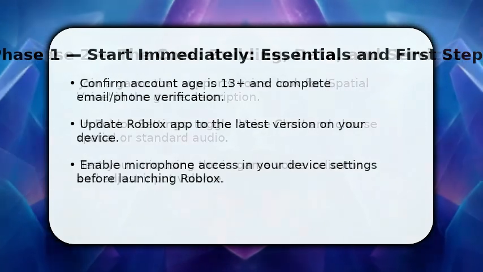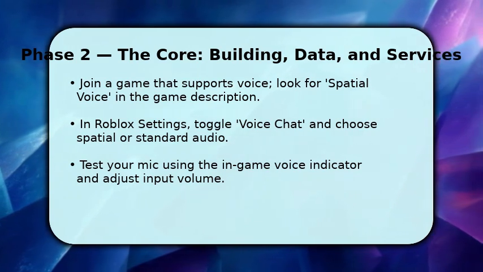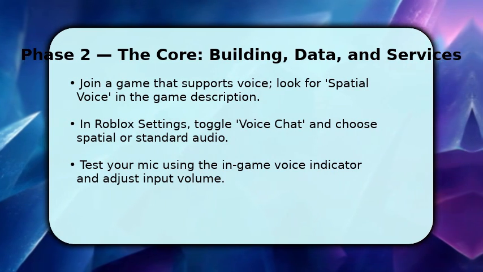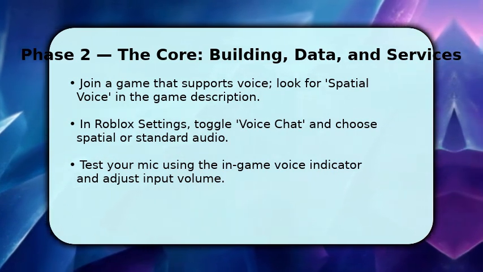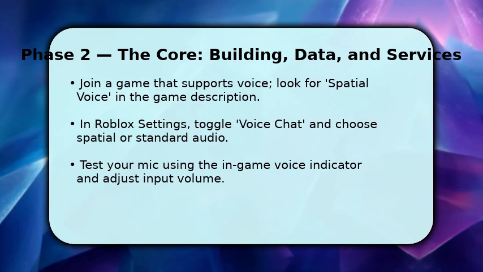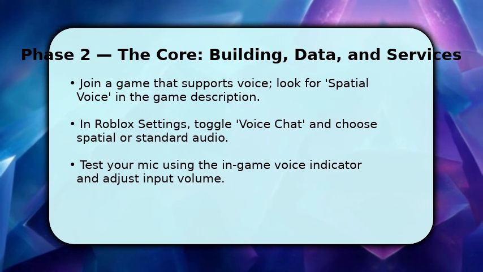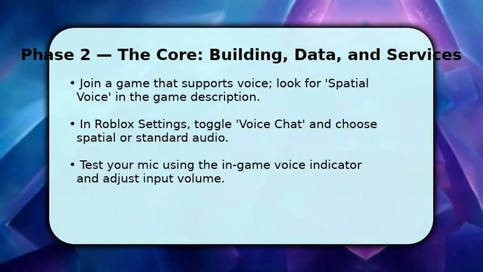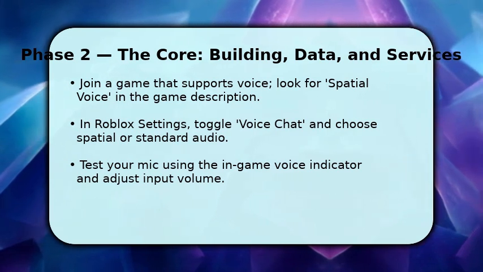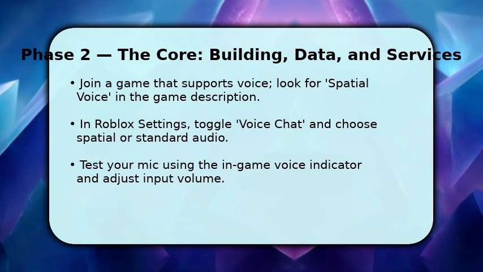You should join a game that explicitly lists voice support, since not every place enables it. Once inside, open Roblox settings and switch on voice chat, choosing spatial audio for positional sound if the game supports it. Then check the mic indicator, speak normally and watch the input meter. If it moves, you're connected. Make adjustments to the input volume so others hear you without clipping, and select the correct microphone device in your system settings if multiple mics are present.